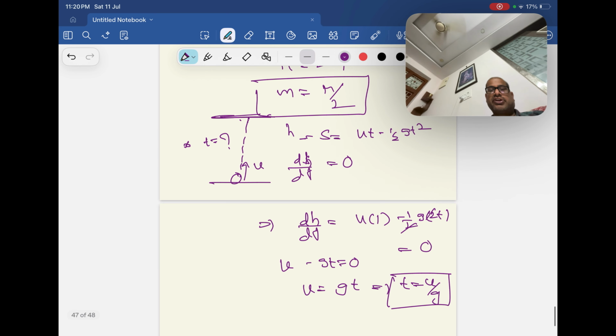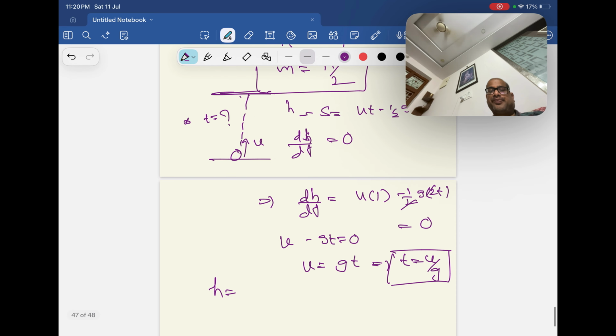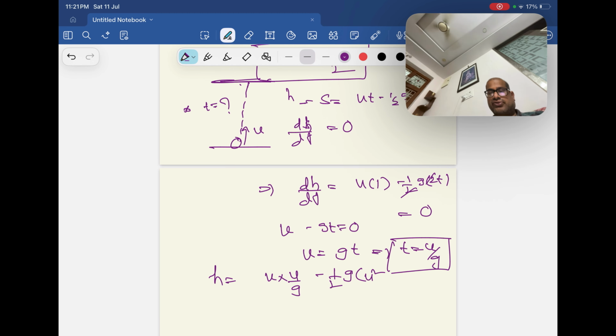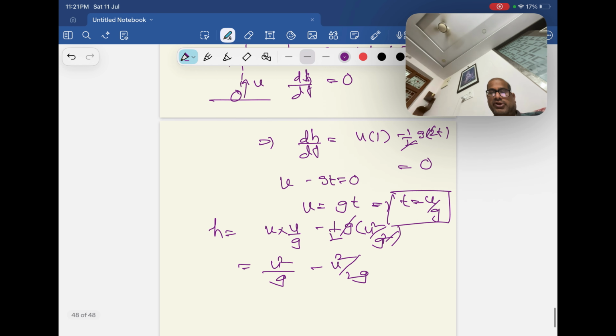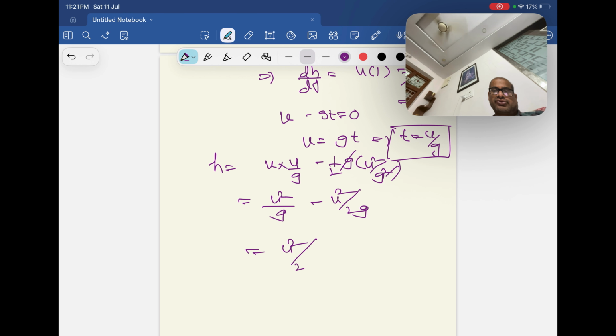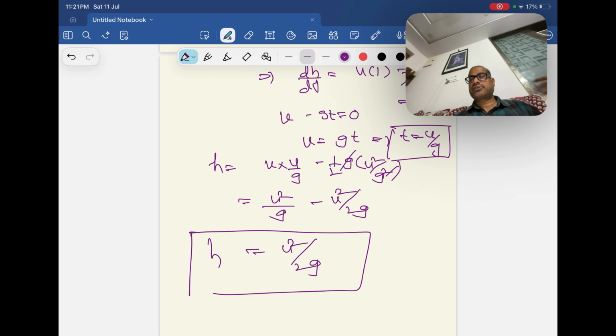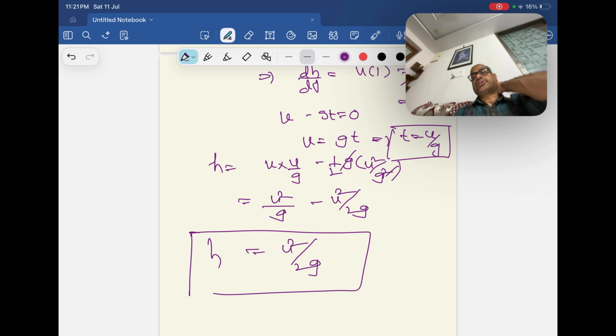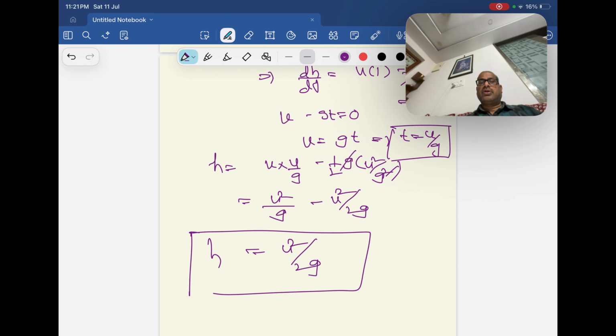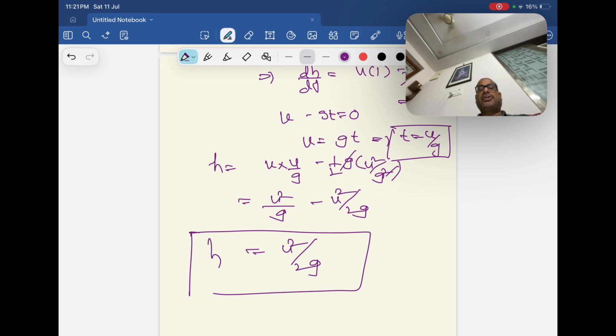How much is that maximum value? Substitute in this equation now for h. How much is t? u by g. So u into u by g minus half into g into u square by g square. So u square by g minus u square by 2g. This becomes u square by 2g. This is the maximum height attained. We have already done this derivation in kinematics: when you throw a body vertically upward, the height attained is u square by 2g. So as chapters come, we'll discuss applications of maxima and minima.